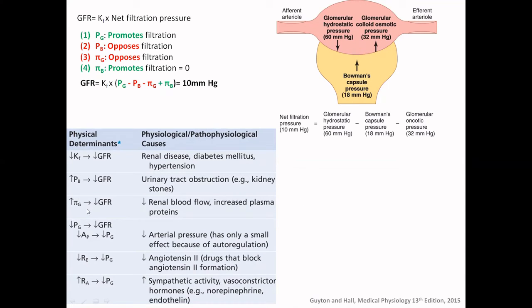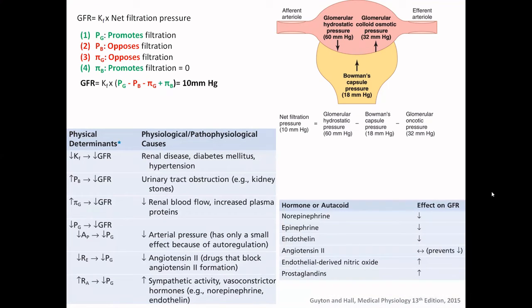Then the osmotic pressure of the Bowman capsule is high. This is the pipe. The hydrostatic pressure of the Bowman capsule is high, so GFR is low, and renal blood flow is low. That's why this is the situation. And when the hydrostatic pressure of the glomerular capillary, the PG, is low, GFR is low. So these are the situations.